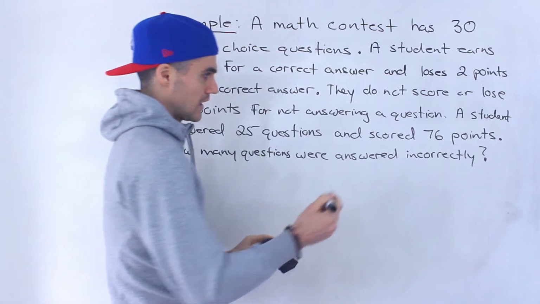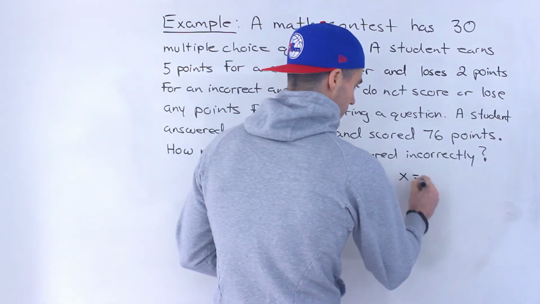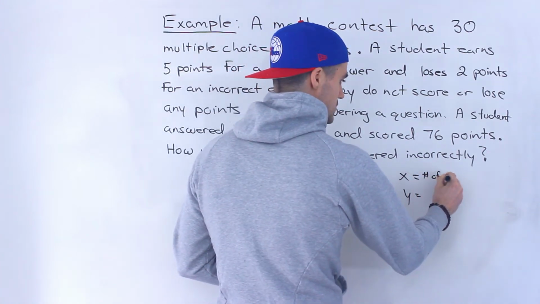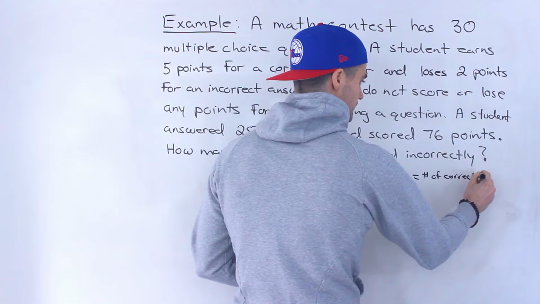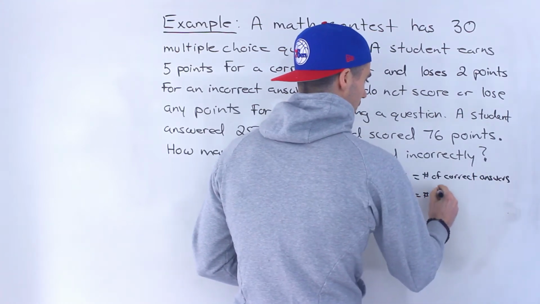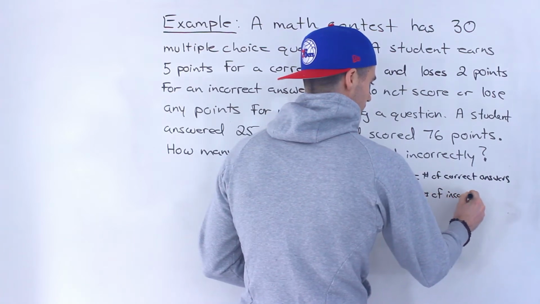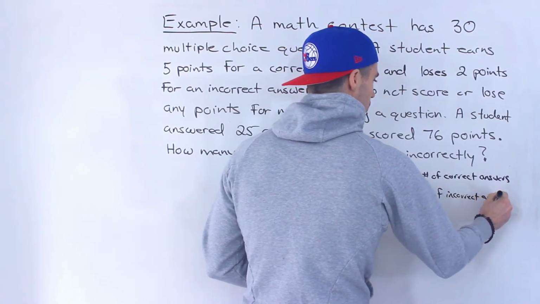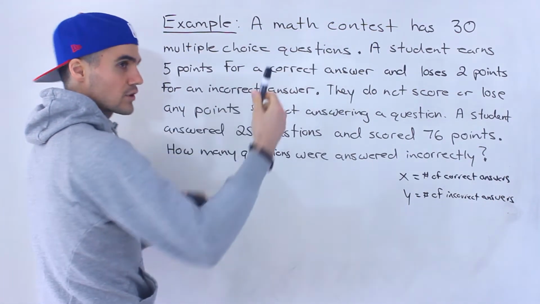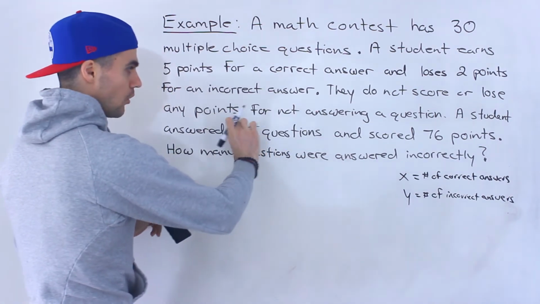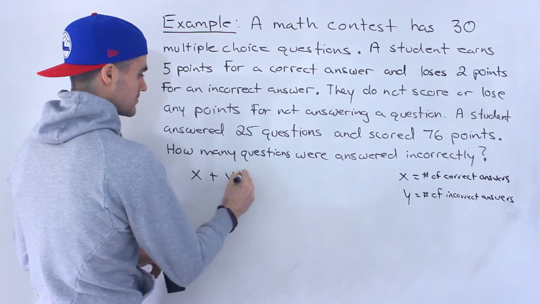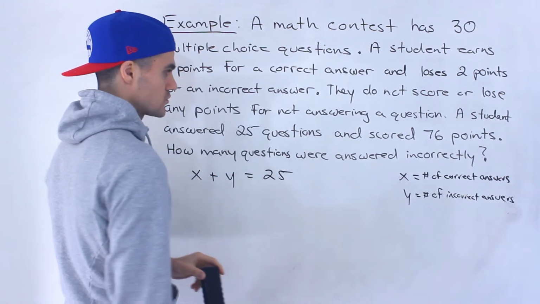So what we've got to do here is, like usual, set up a system of equations. So we're going to have two variables. We'll let x be the number of correct answers that the student answers, and then let y be the number of incorrect answers. And notice that in the question, we're told that they answer 25. So there are 30 on the test, but in total, they answer 25, and so we know that x plus y has to equal 25, right?